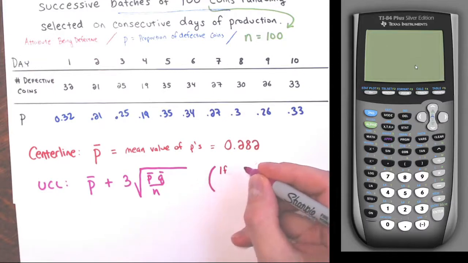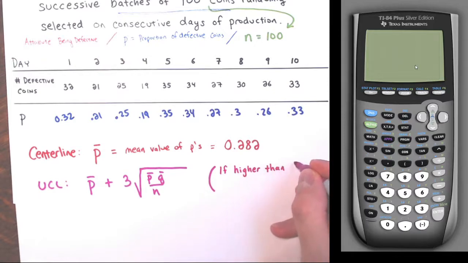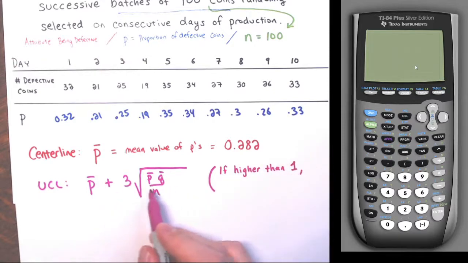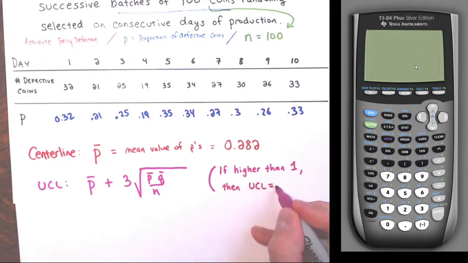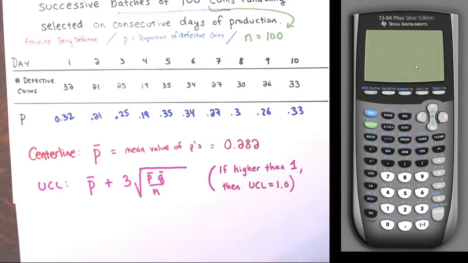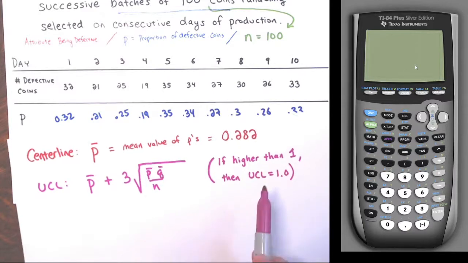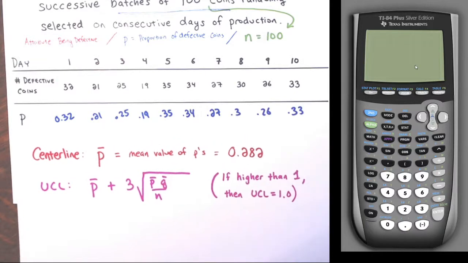So if this calculation ends up being greater than 1, then you're going to use the number 1 instead. I'll say 1.0, right? Because you can't have a proportion higher than 1. So it doesn't make sense to say that the upper limit is 1.3. All right, I hope that makes sense. Again, that's only because these are proportions. There wasn't a rule like this for R and X bar charts, right? This is only for proportions.